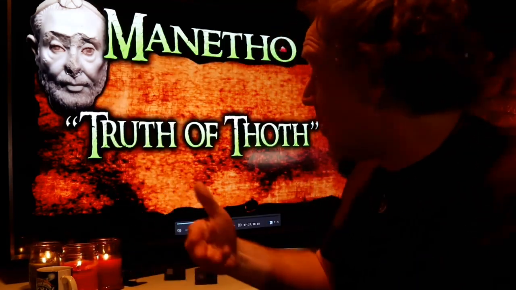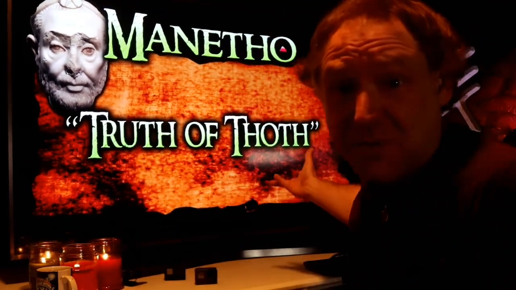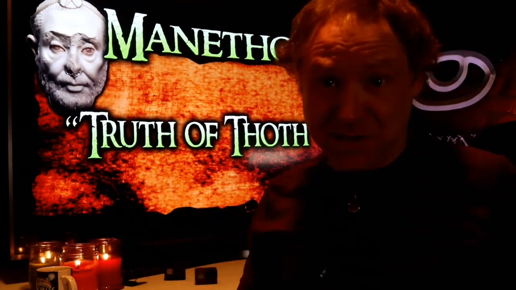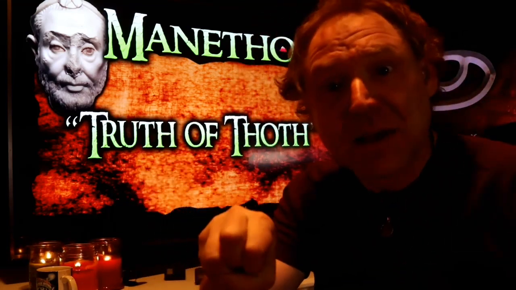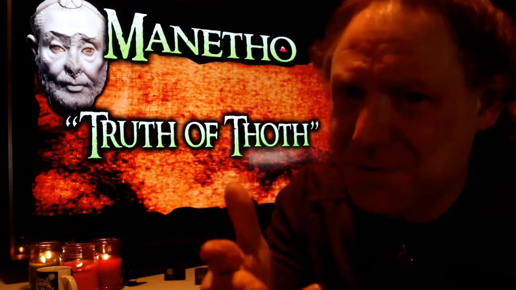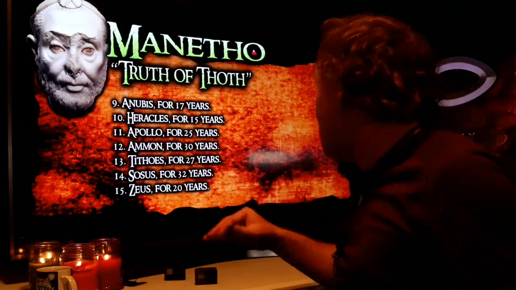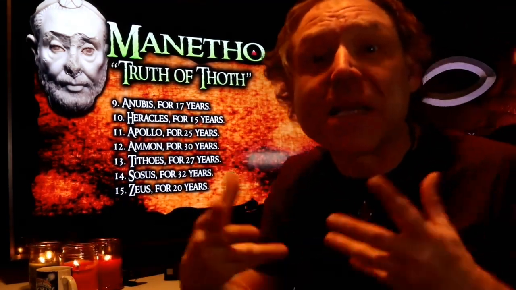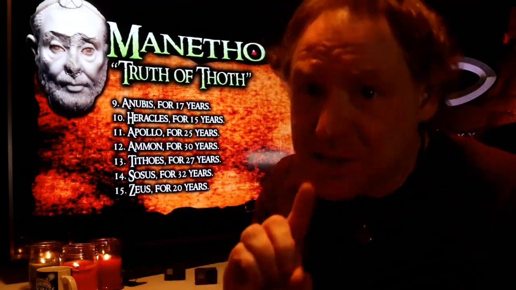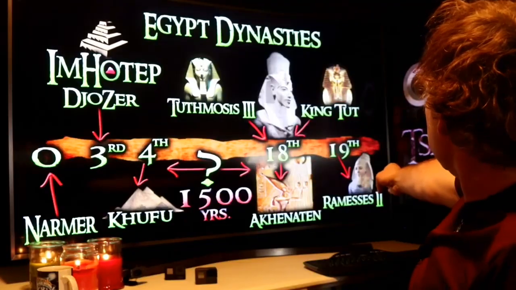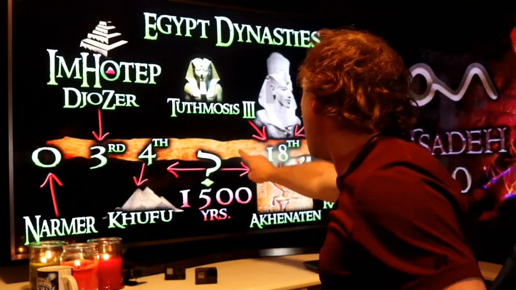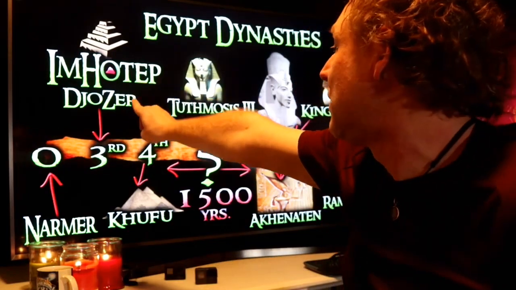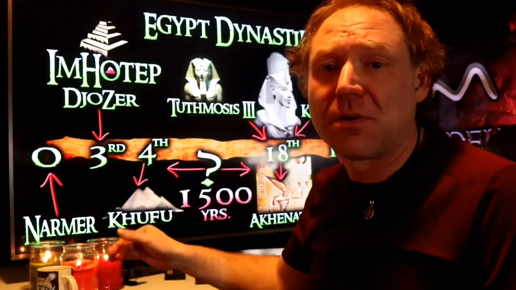Now, of course, here's the truth, but it's not the truth from Thoth. What they've actually done is taken what they've liked and left the rest and pushed it aside. The problem is that you can't do that, guys. Because when Manetho is telling you that he believes that Hercules ruled for 15 years, that's equally as real to him as when he's telling you about Ramses II, King Tut, Akhenaten, Thutmosis III, Imhotep, Djoser, Khufu, or Narmer.